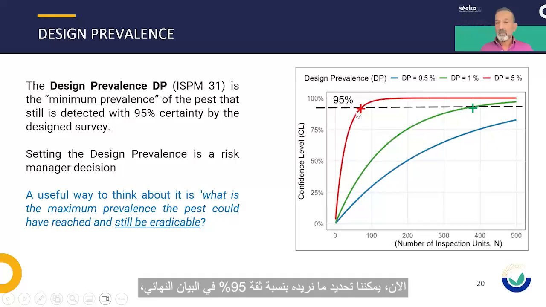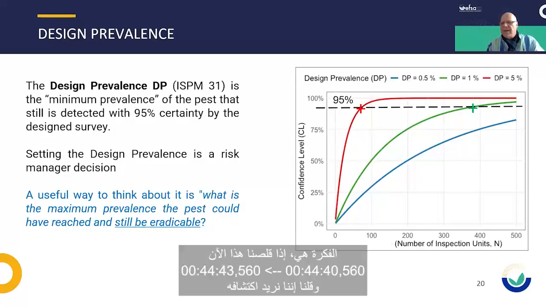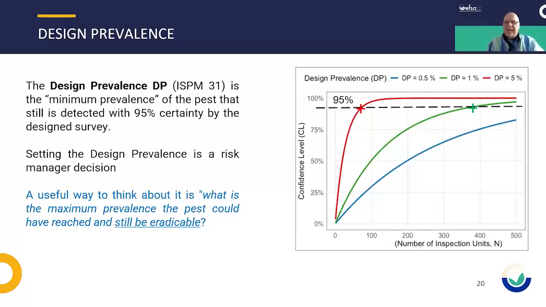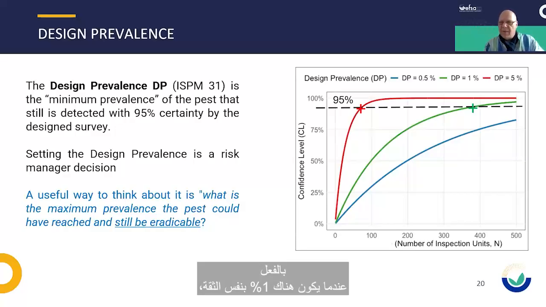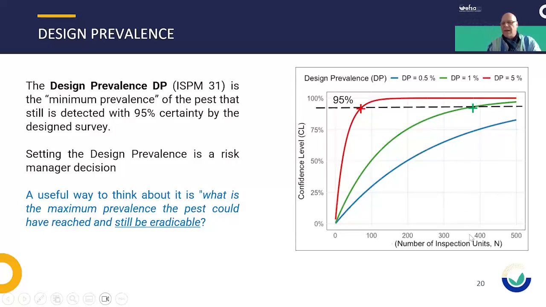Now we can specify what we want, 95% confidence in the final statement. Then we can read from this relationship between the number of inspections, confidence level, and design prevalence that with 5% as the detection limit, we need about 70 inspection units to inspect. The point is, if we now shrink this and say we want to detect it already when there is 1% with the same 95%, then you see on the green line how this cross point is moving to much more sample units, in inspection units. Now we are at about 380.